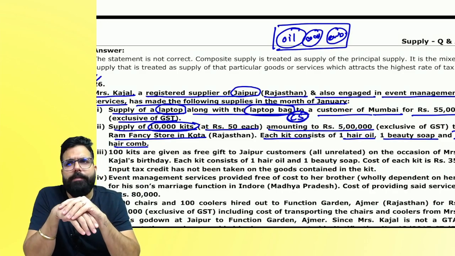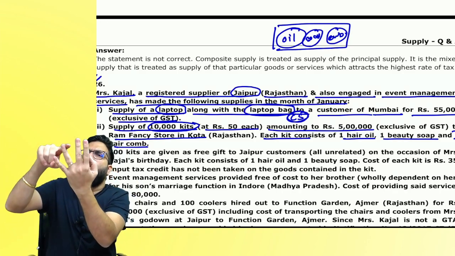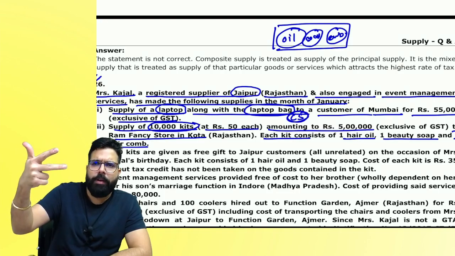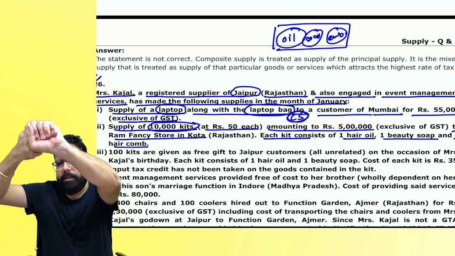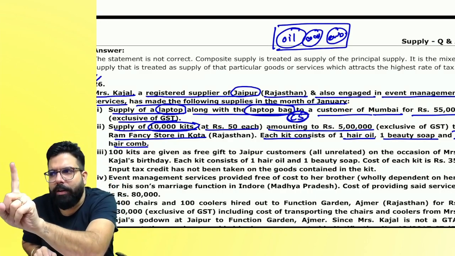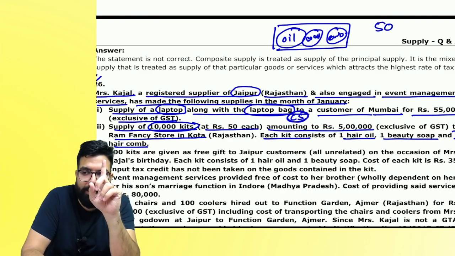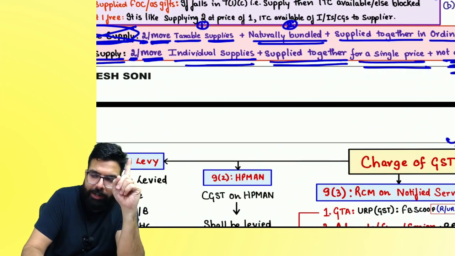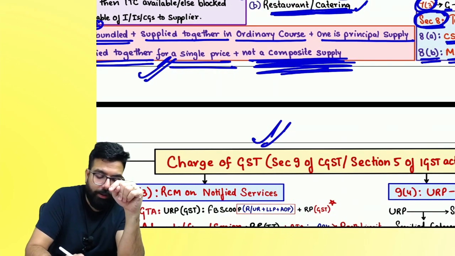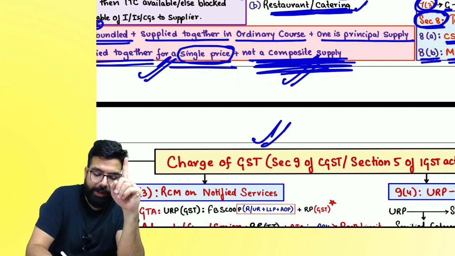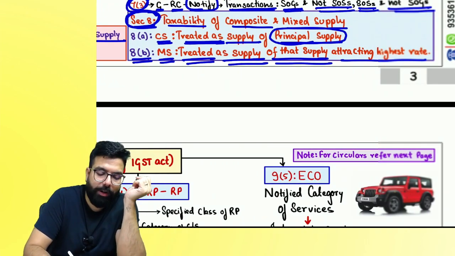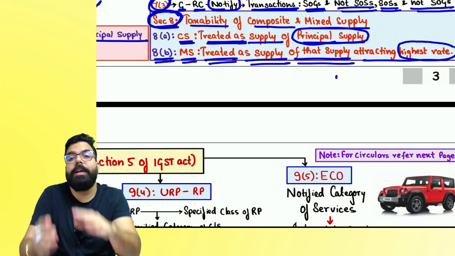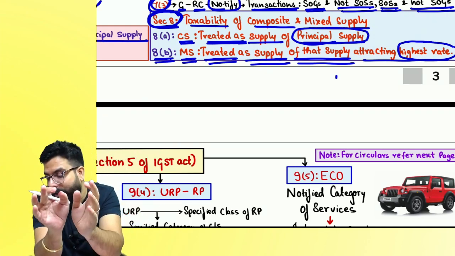So, is it mixed supply? Is it two or more individual supplies? Oil is different. Comb is different. Soap is different. They have clubbed it together and are selling at one price, which is 50 rupees. Do you guys agree with me? It is two or more individual supplies supplied together for a single price, and it is not a natural bundle. So what is it, everyone? Mixed supply. What will you treat? You have to treat it as if it's a box of that supply which attracts the highest rate.